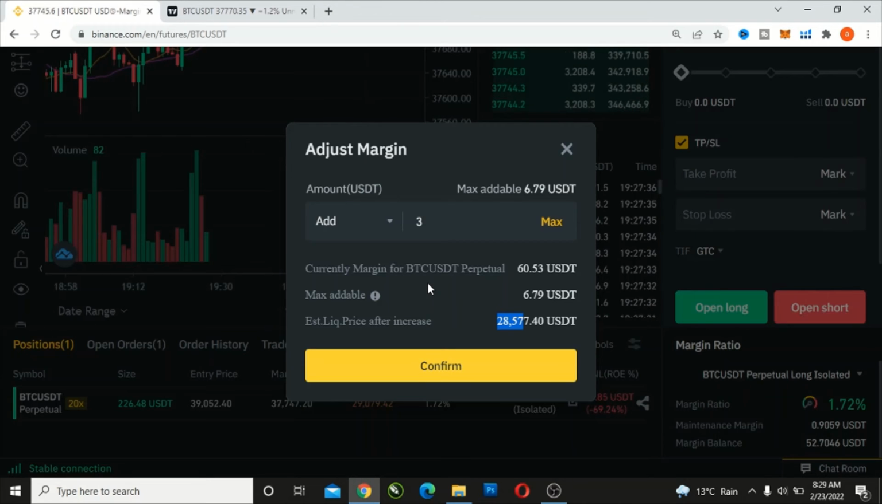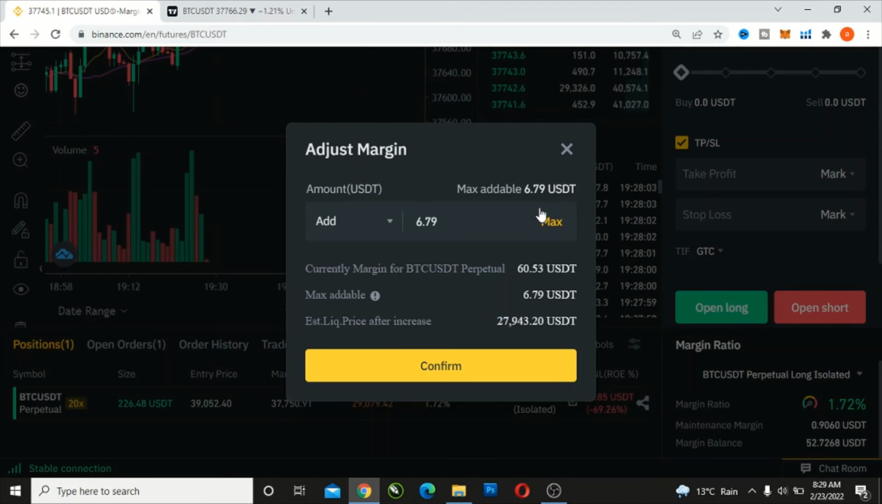Now, in order to save yourself, you have to add some margin. This way, if the price reverses before touching this price, then you will be safeguarded and your amount will not be grabbed by the engine. Rather, you will be again in profit, maybe after 24 hours, maybe after 2 days, depending on the situation in which the market is working.